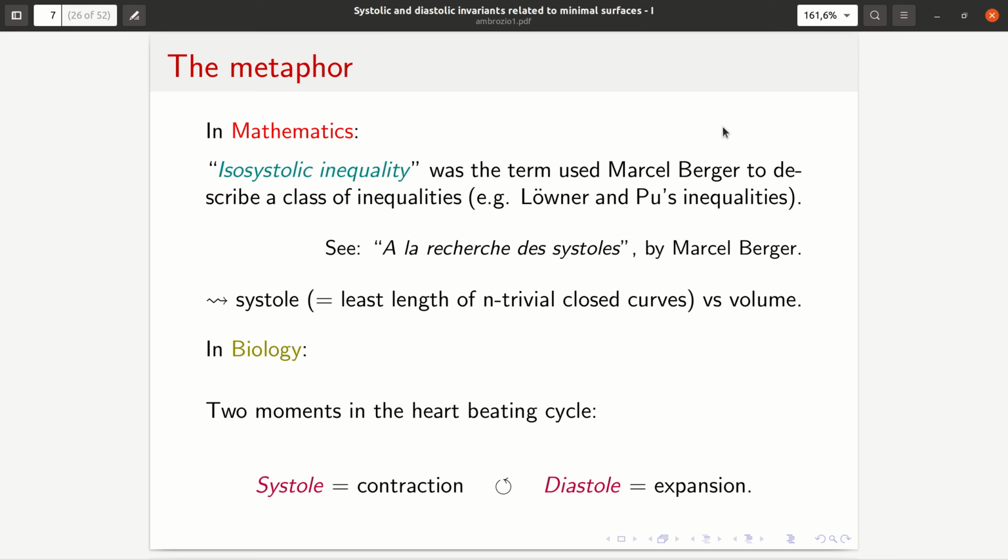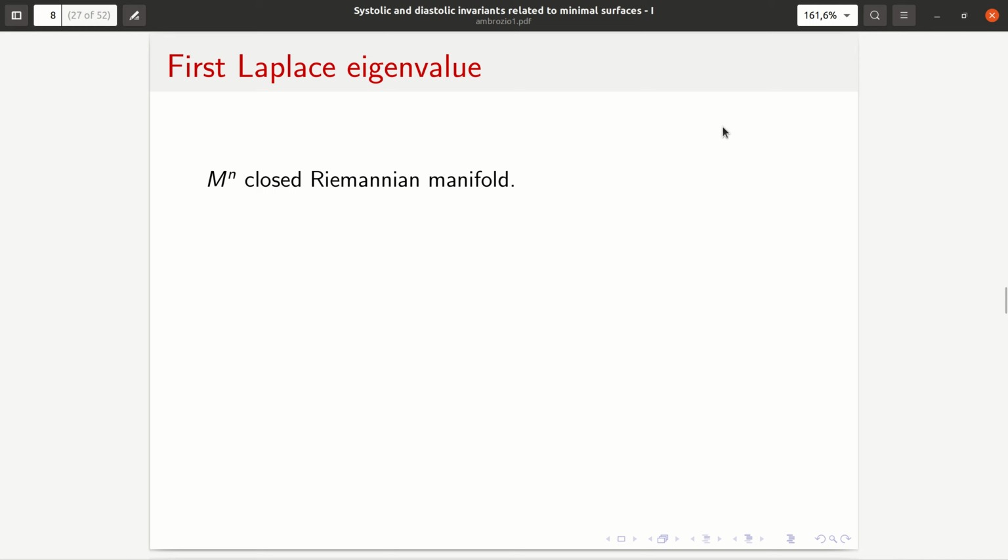But how about the diastole, right? So what kind of invariant could we think of as a diastole? I want to show you one that I would argue looks pretty much like a diastole. And this is the first Laplace eigenvalue. So let's take M^n, a closed Riemannian manifold.